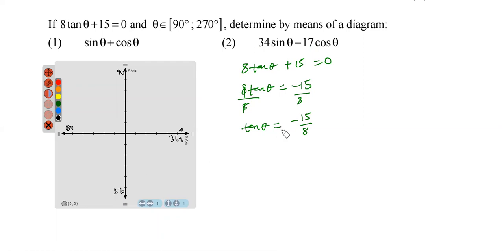And again here, your tan theta, the sign that we have here is a negative. So what do we need to do now? You can see that this one, let me just circle it, is a negative. And when it's a negative, what does it tell us? It tells us that it lies in the second quadrant. So in the second quadrant, we can draw our triangle.